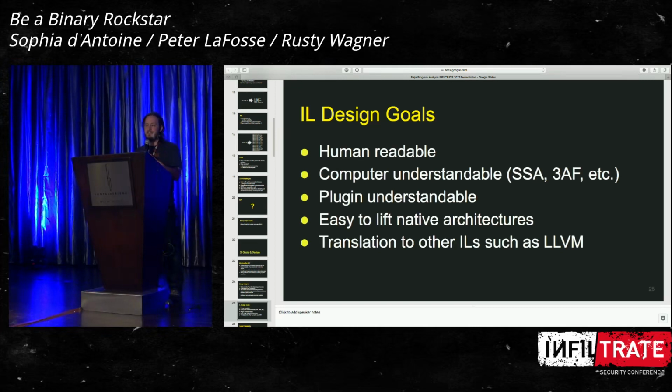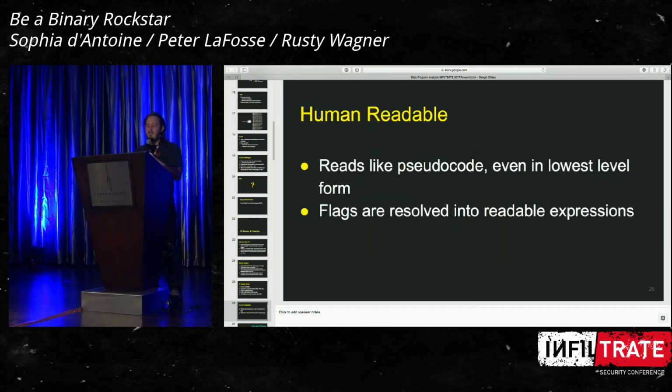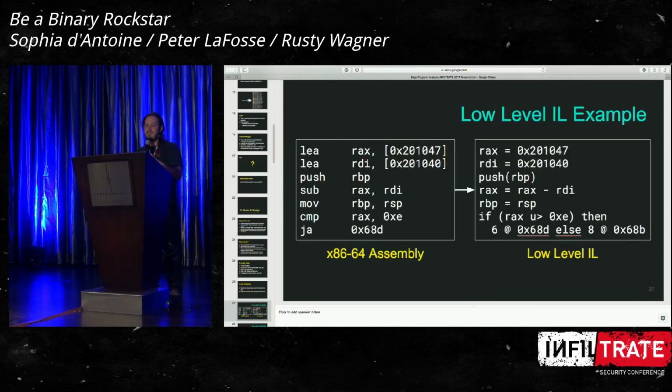Again, we definitely want it to be easy to lift new architectures. And we also want to provide that avenue of being able to translate our IL to other ILs, for example, LLVM. Our IL reads a lot like pseudocode, so even in the lowest level form, it reads kind of like a bunch of C code. The flags we actually abstract and fold into readable human-like expressions.